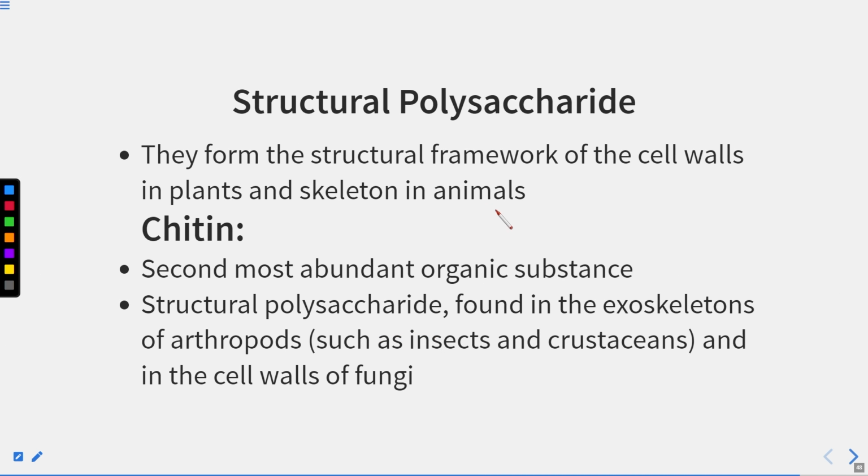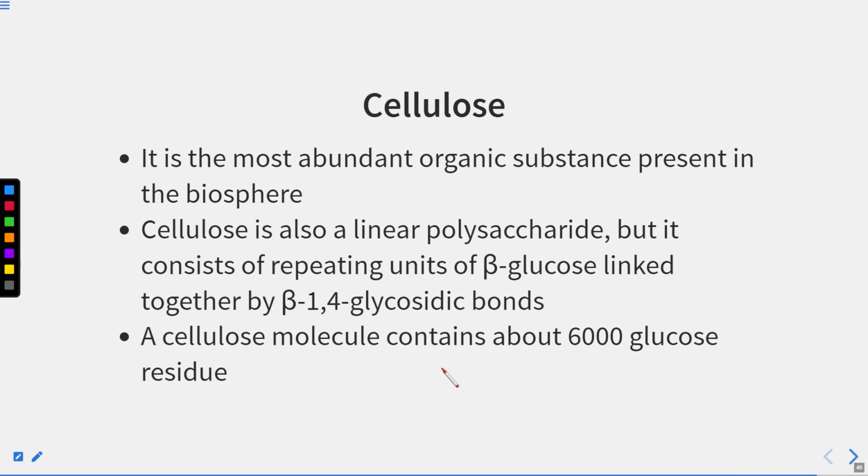Next, structural polysaccharides we can see in the skeleton of some plants, like fungi, and it is also found as a skeleton in some animals. The name is chitin. This is the second most abundant organic substance after cellulose, and a structural polysaccharide found in the exoskeletons of some arthropods, that is, insects and crustaceans. Their exoskeleton is made up of this chitin. Also the cell walls of fungi have this chitin.